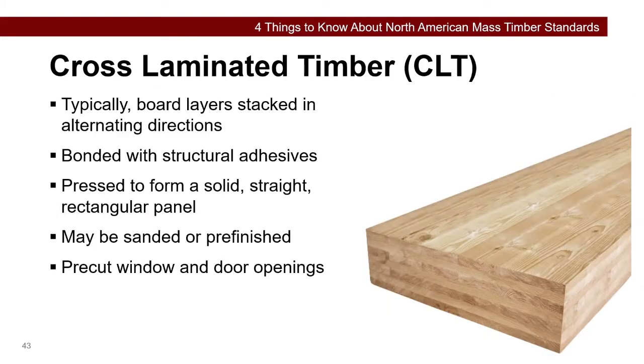CLT consists of several layers of kiln-dried lumber boards, typically stacked in alternating directions, bonded with structural adhesives and pressed to form a solid, straight, rectangular panel. CLT panels consist of an odd number of layers, usually 3 to 7, and may be sanded or pre-finished before shipping.